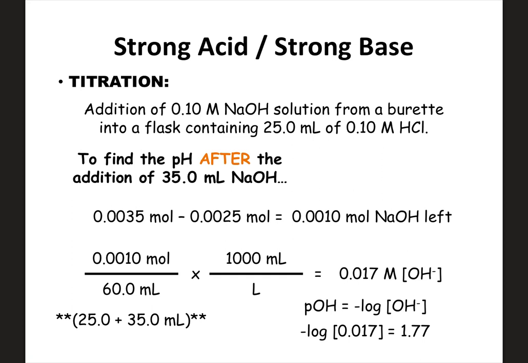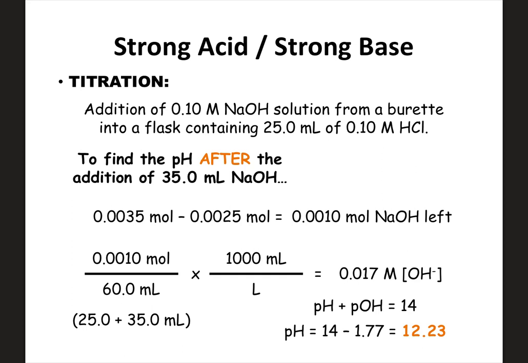Again, if you stopped here, you would know this doesn't make sense because if you're after the equivalence point, you shouldn't be in an acidic pH here. It should be basic. So you know you have to keep going here to find the pH. Since the pH plus pOH equals 14, if we take our 14 minus the 1.77, we get 12.23 for our final pH here. And notice this makes sense because it's in the basic region.